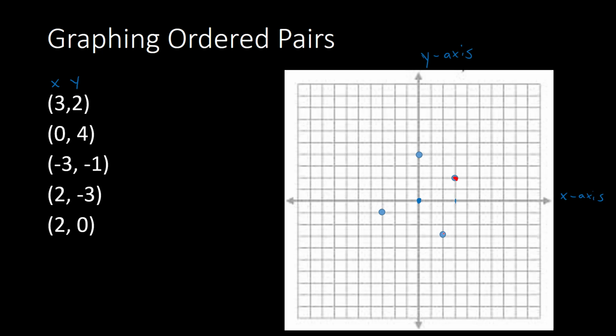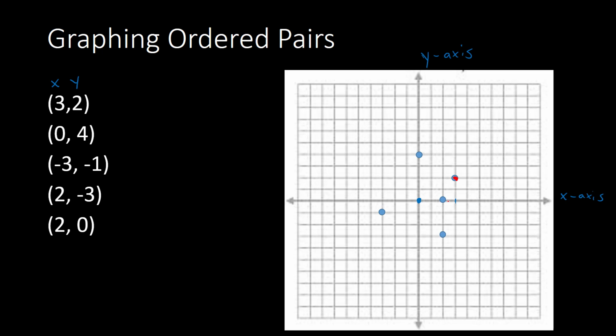And then 2, 0. X is 2. So I go to the right 2. And then down 0. Y value is 0. So my ordered pair, my graph for this one would be right there. So here we've graphed ordered pairs. So we just graphed a single point.